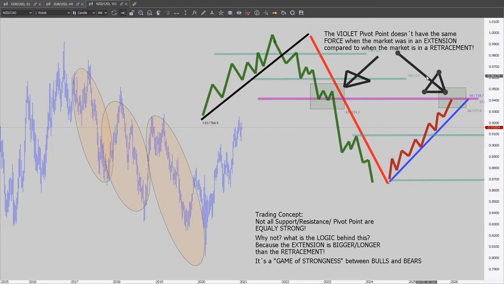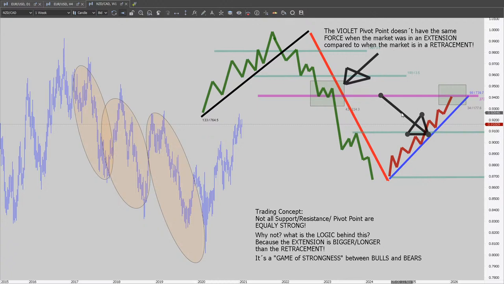Okay, and what are the bulls and the bears doing in a retracement, everybody? They are fighting for control, right? In a retracement, it's similar to the AB of the Fibonacci. Inside the AB, the bulls and the bears are fighting for control, as in an extension. When the retracement comes, it's still the same. The bulls and the bears are fighting for control. Make sense, everybody?